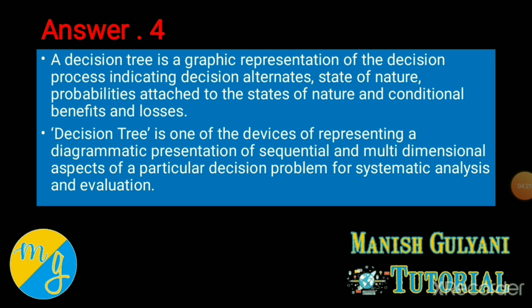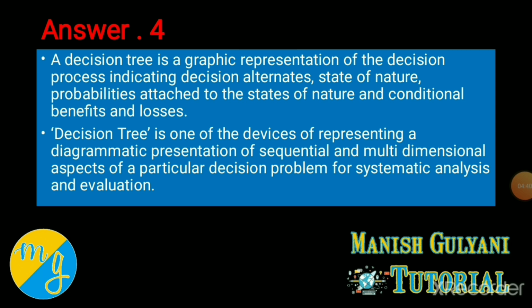So under decision tree, you have to take care of two things. One is chance node, second one is decision node. Means decision tree consists of nodes and branches. And there are mainly two types of nodes. One is chance node, second one is decision node. First of all, decision node is denoted by a square.